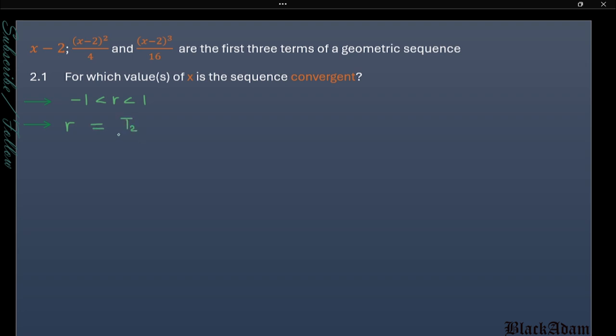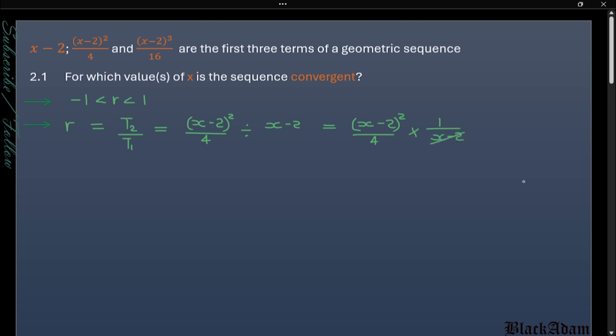That will be t2 over t1 or t3 over t2, and then that will be (x minus 2) squared over 4 divided by x minus 2. And from there we have (x minus 2) to the power 2 all over 4 multiplied by 1 over x minus 2. So that goes into that once, and we have (x minus 2) over 4. So that's going to be our common ratio, so our value for r.